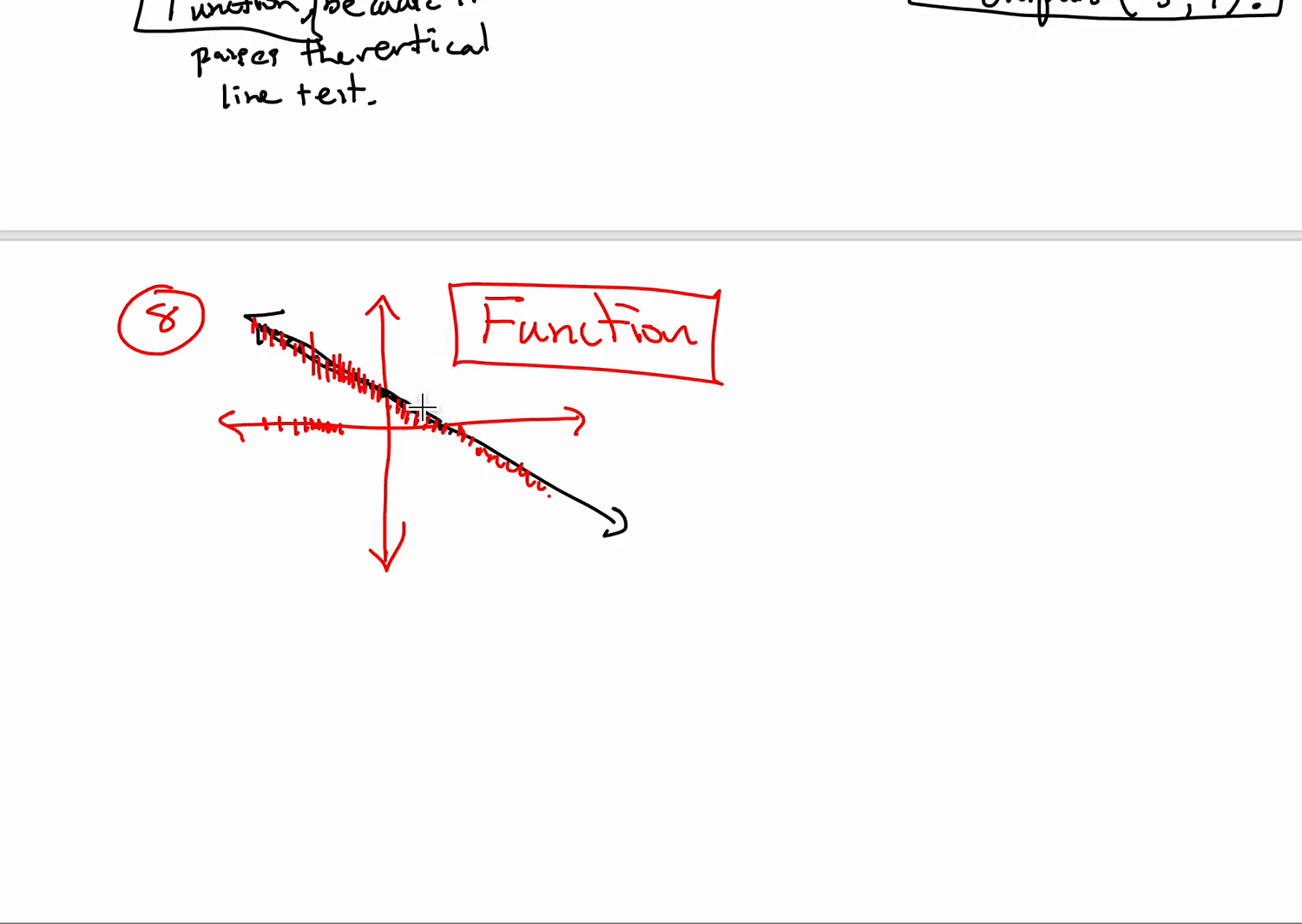And that is how we determine if it's a function or not a function. And here I used the vertical line test to help us determine that.